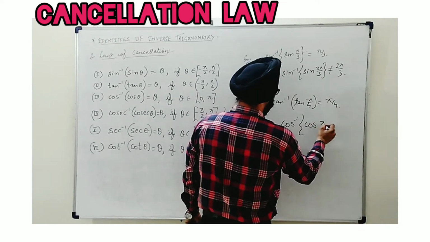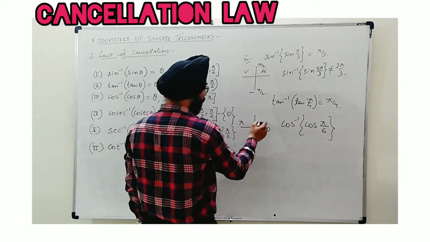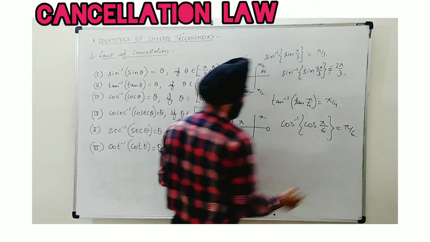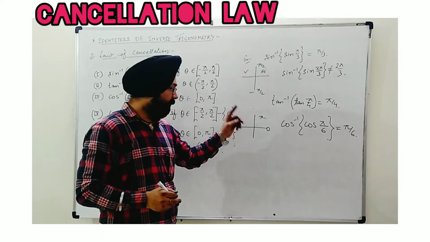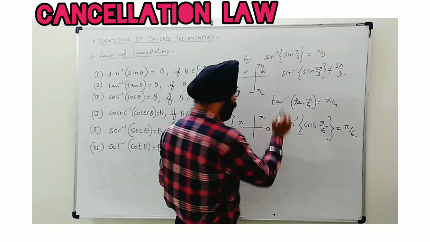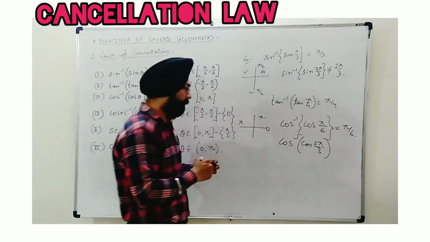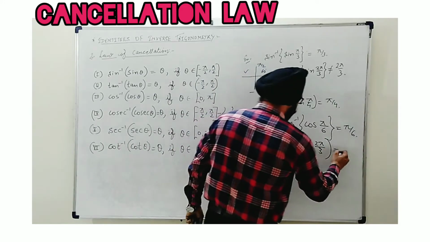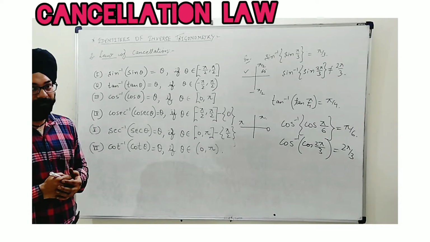if I write here cos inverse cos pi by 6. Now for cos pi by 6, one value I have taken from the first quadrant, pi by 6, 30 degree. So yes, cancelling, we can write pi by 6. We see that this is ranging from 0 to pi. So like the one I took with 2 pi by 3 with sine, if I take 2 pi by 3 with cos, I see 2 pi by 3 belongs to the second quadrant, which is in the range 0 to pi. So it can be directly cancelled, and yes, it will be equal to 2 pi by 3.